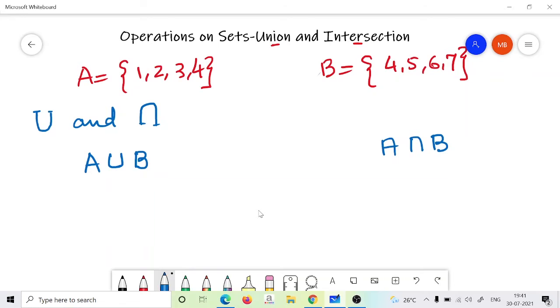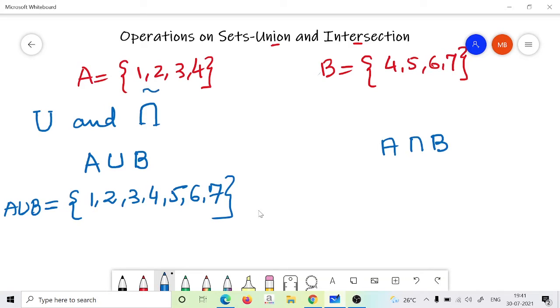Say A is 1, 2, 3, 4, and B has elements 4, 5, 6, 7. What will be A union B? A union B will be the set of all elements which are in A or B, which are in A as well as in set B. So A union B will be equal to 1, 2, 3, 4, 5, 6, 7, all elements of A as well as all elements of B. You can also say that A union B is the totality of the elements in both the sets A and B.